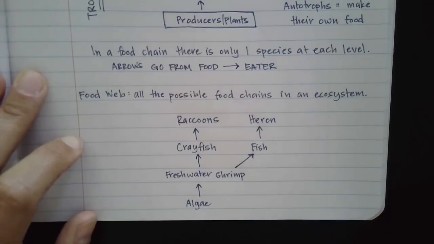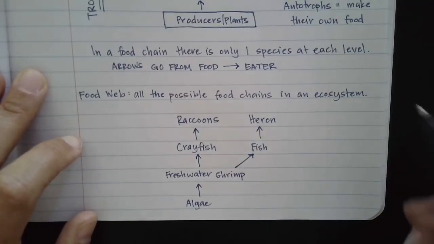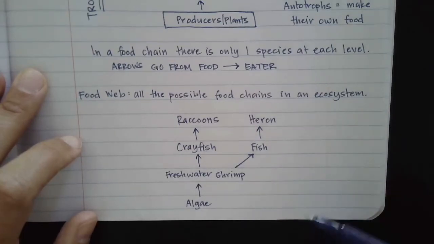Now, this is not a complete food web because there are a lot more food chains that we could put in here. There are other things that eat crayfish. There are other things that eat fish. There are other things that eat algae, but I don't have time for all that.